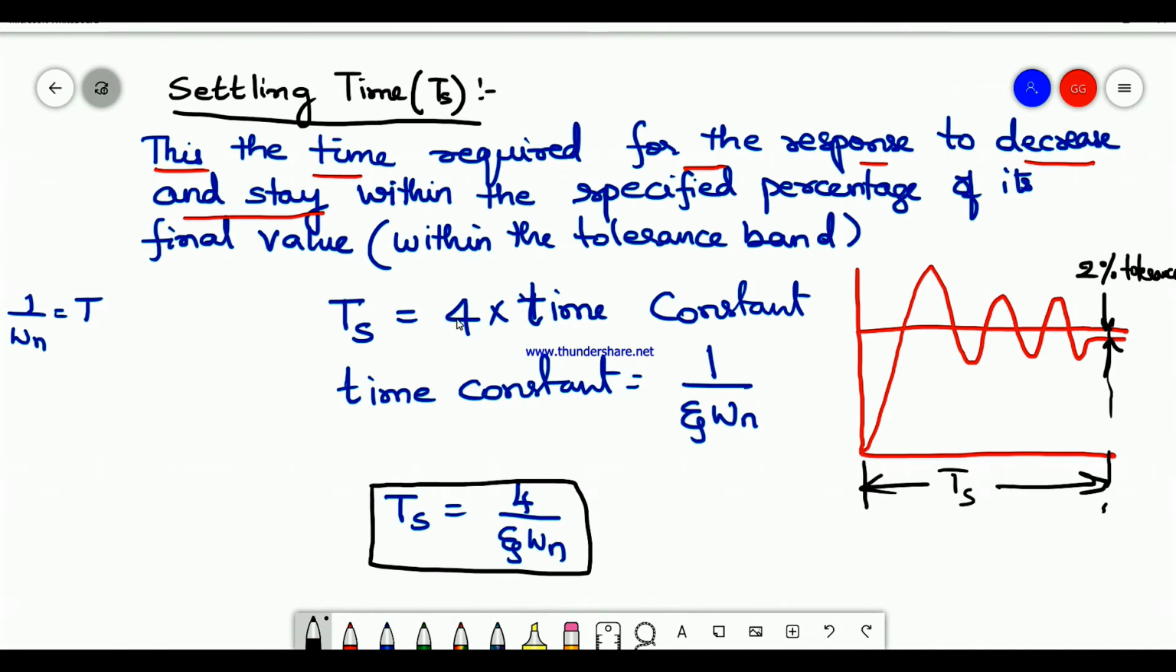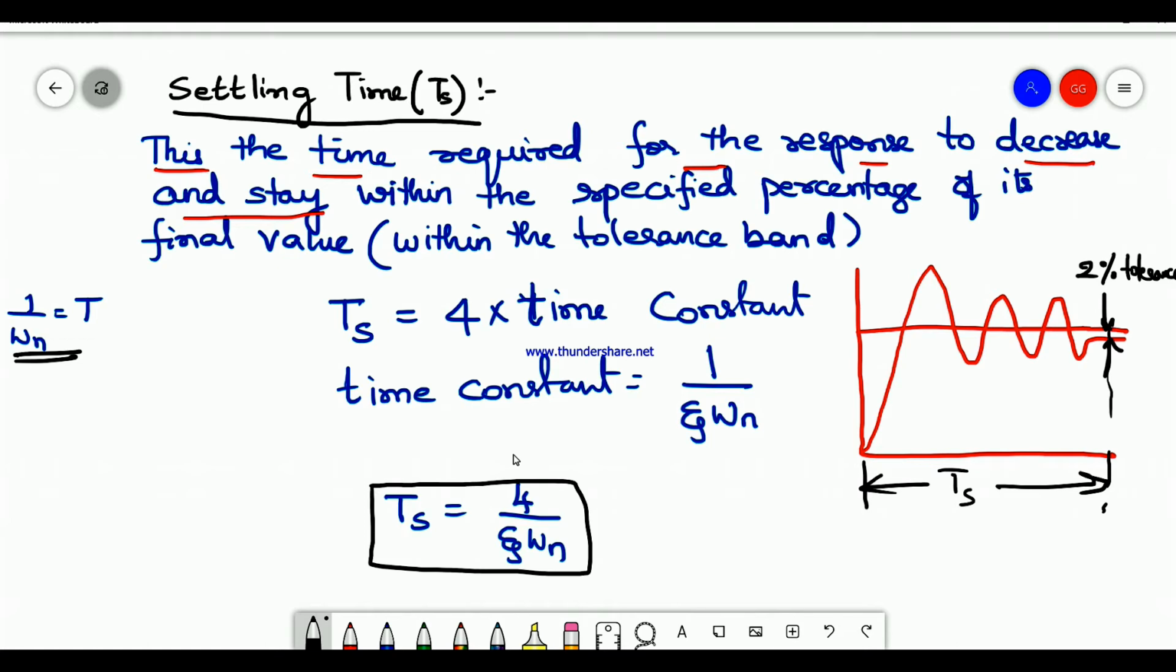So the Ts is actually 4 times the time constant. Now what is the time constant? The time constant here in the second order system would be 1 over zeta omega n. We all know that 1 over omega n would be equal to t, the reciprocal of the natural frequency would be the time. But here zeta is also a factor where the time is being defined. Therefore 1 over zeta omega n is the time constant. Therefore Ts would be equal to 4 times this time constant, which is 4 divided by zeta omega n. This is the settling time definition and the equation used for settling time.